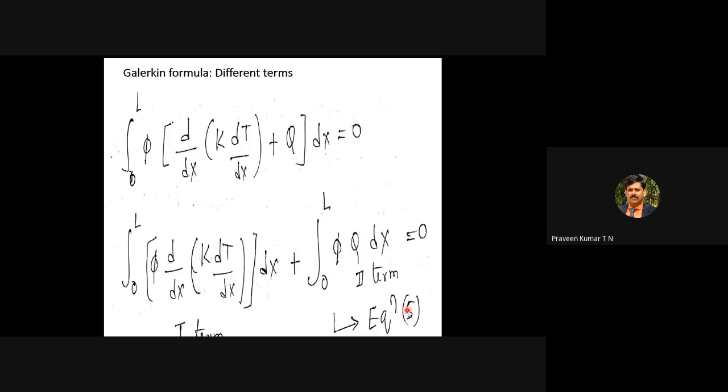We have equation 5, which has both the first term as well as the second term. So now I am considering the first term of equation 5. For time being, I am referring to it as A. Now you have to go for integration by parts, because phi is not a constant here. Phi is also a variable, and d by dx of k into dT by dx is again a variable. So for time being, I am taking u as phi. The integration of u into dv, the formula you have studied in mathematics, is equal to uv minus integration of v into du.